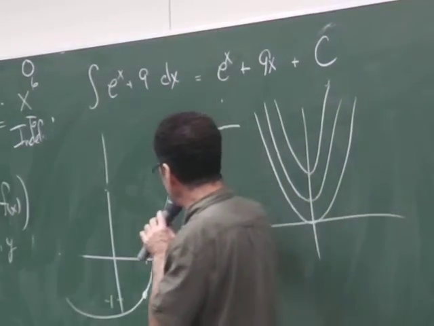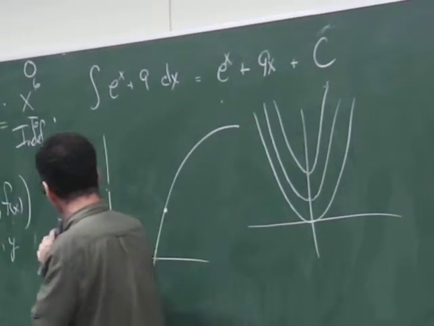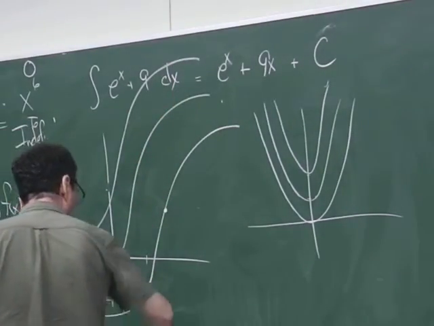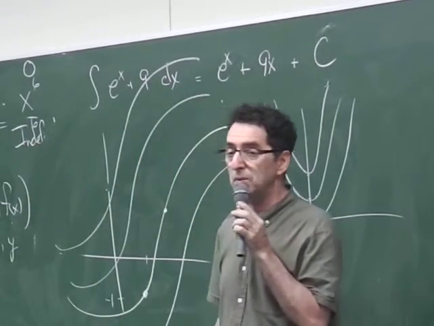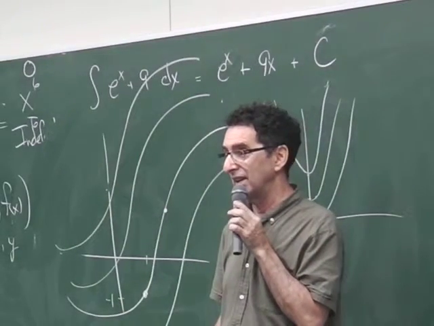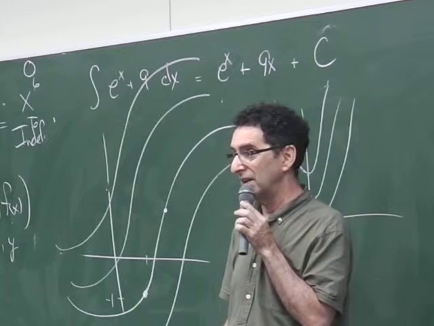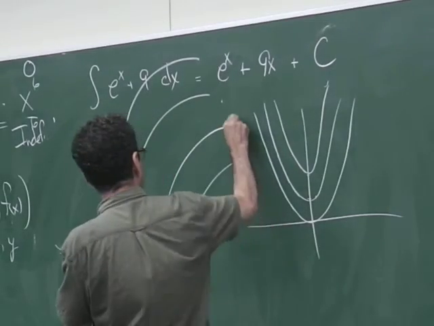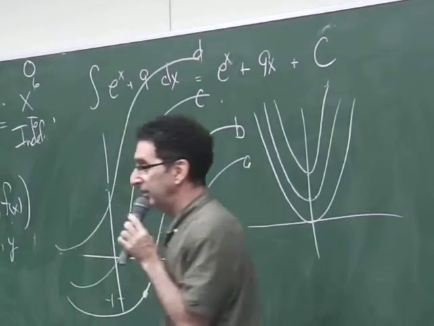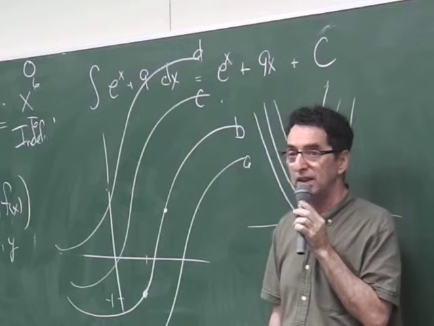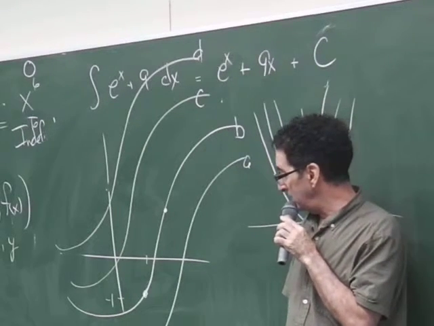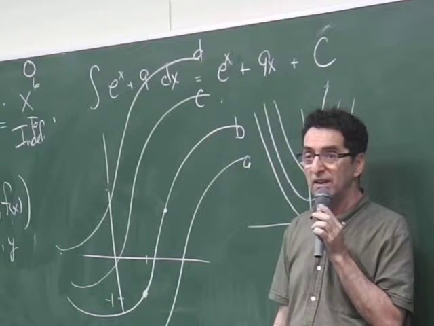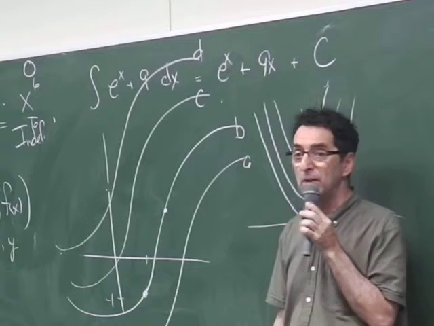So, maybe this is the shape, right? So it might look like this one, or this one, or this one. But we don't know which one it is. Or do we? Which one of these does it have to be? Number A, B, C, or D? It has to be B. Why does it have to be B? Because that's the one that goes through that point.